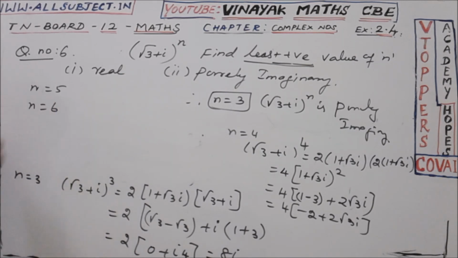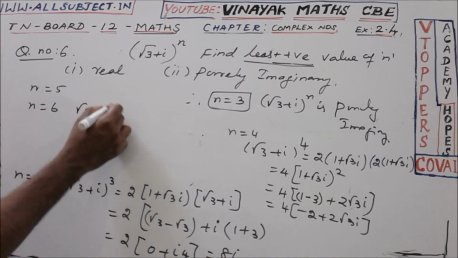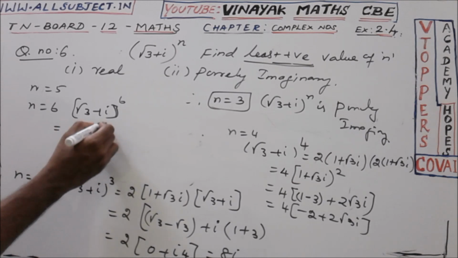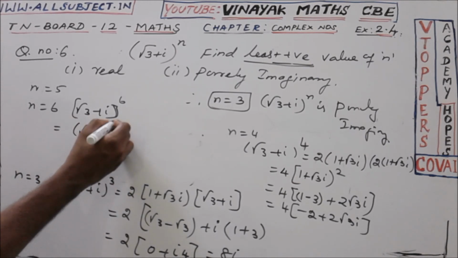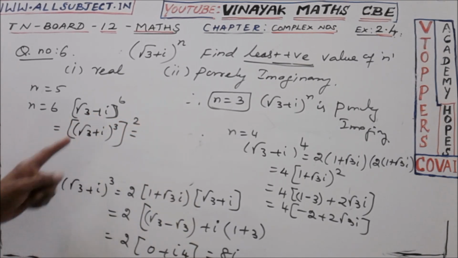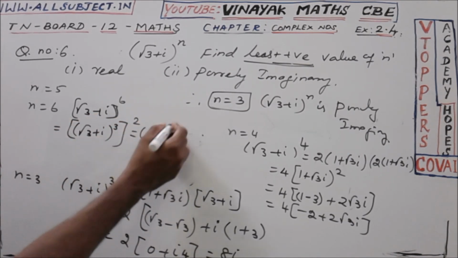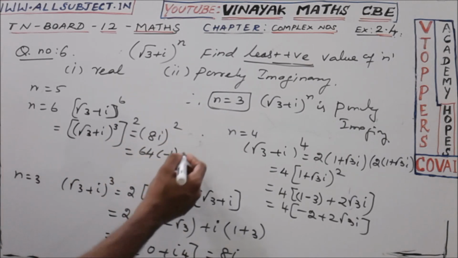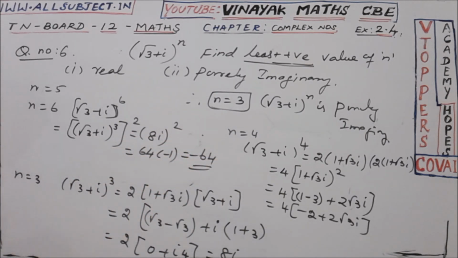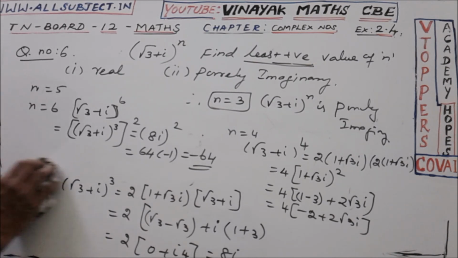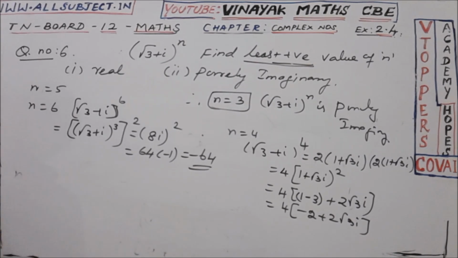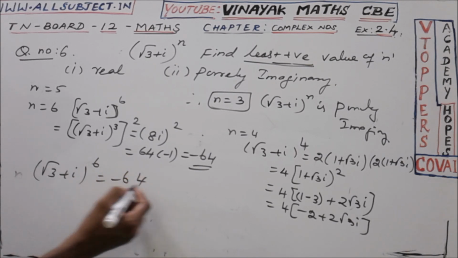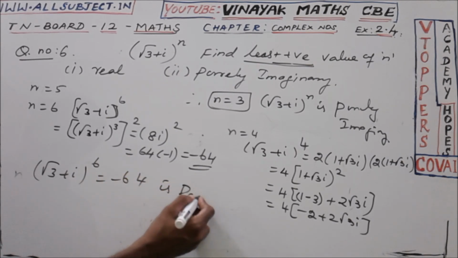Now n equal to 6, substituting n equal to 6 means (root 3 plus i) whole power 6. That will be equal to (root 3 plus i) whole power 3, whole power 2, which is equal to the value of (root 3 plus i) whole cube, 8i, power 2, which is equal to 64 into minus 1. 8 square is 64, i square is minus 1, equal to minus 64. Therefore, when n equal to 6, the complex number (root 3 plus i) whole power 6 is equal to minus 64, which is purely real, it is only real.